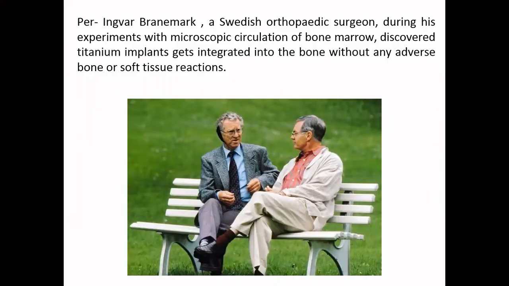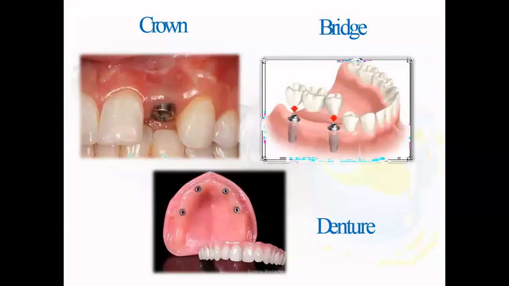Evidence shows that Greenfield used an iridoplatinum implant in the 19th century. Later, Per Ingvar Brånemark, a Swedish orthopedic surgeon, during his experiments with microscopic circulation of bone marrow, discovered that titanium implants get integrated into the bone without any adverse bone or soft tissue reactions. This is the starting point of dental implants. So dental implants are nowadays used for single tooth replacement, multiple tooth replacement, or complete tooth replacement, as crown or bridge supported implants, and dentures supported with implants.